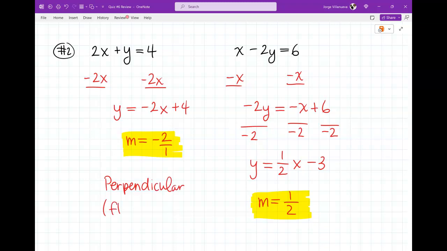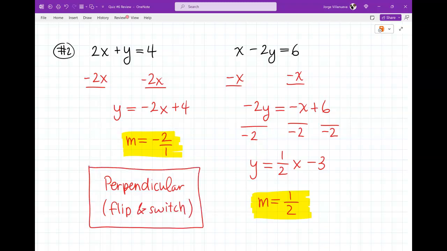Right? Flip and switch. I'm going to put that right here. Okay, flip the slope and switch the sign. Okay? So if the slopes are flipped and switched, then that means you have perpendicular slopes. Anything else would be neither. So if one of the slopes was -2, the other one was a 1/3, they're not flipped and switched. They're not the same, so it's a neither.